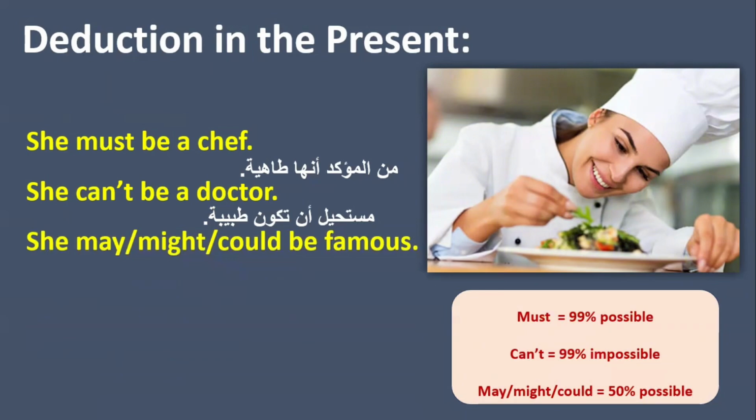Another sentence we can say is she may be famous, she might be famous, or she could be famous, which means من المحتمل أن تكون مشهورة. In this sentence, I'm showing you that I'm not really sure that she's famous, because she may have a YouTube channel or something, and she posts videos on recipes or stuff like that. So in this case, I'm not actually sure this is the case. That's why I will use may, might, or could. احتمال.